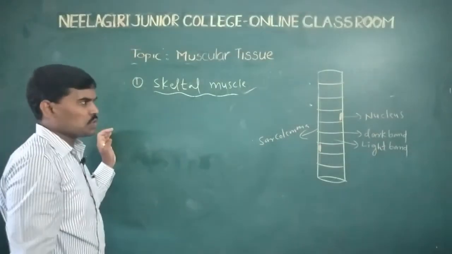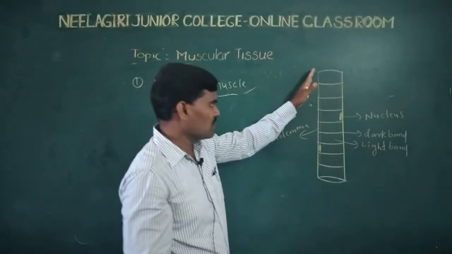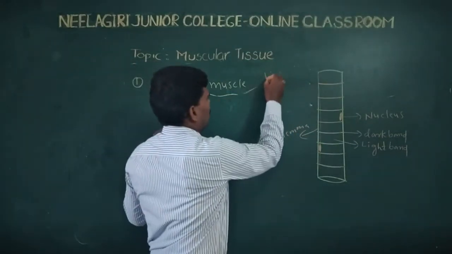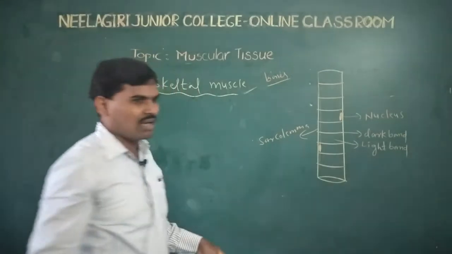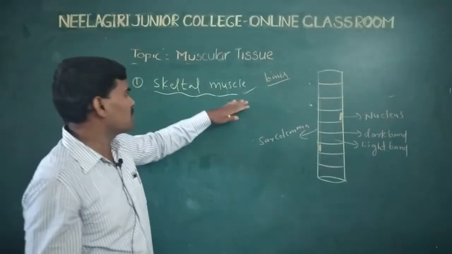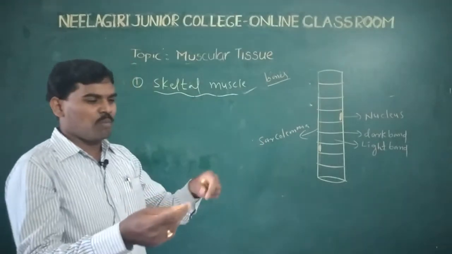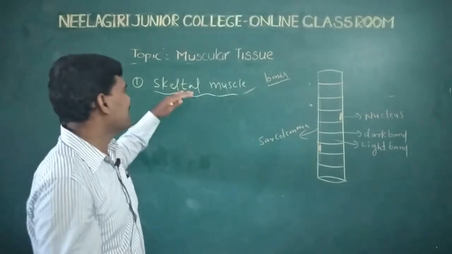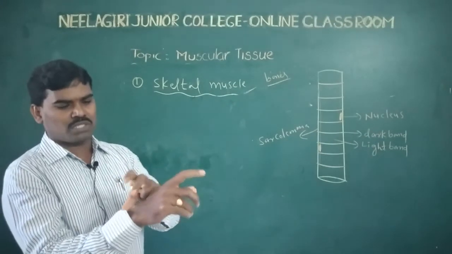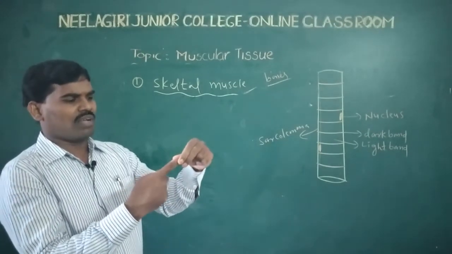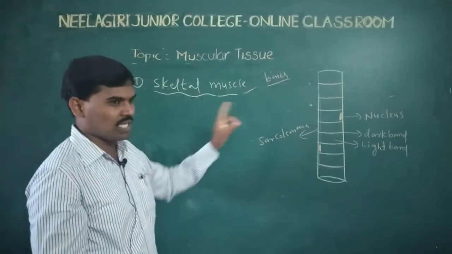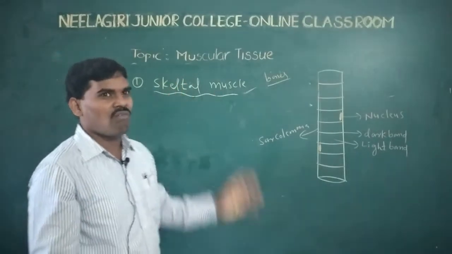The skeletal muscles usually occur in the skeleton. Skeletal means bones. So muscles attached to bones are called skeletal muscles or striped muscles. Any bones surrounded by muscles are called skeletal muscles. For example, this is the skeleton. The skeleton is the bones, so the finger bones are surrounded by muscles. This type of muscle is called skeletal muscle or striped muscle or voluntary muscle.